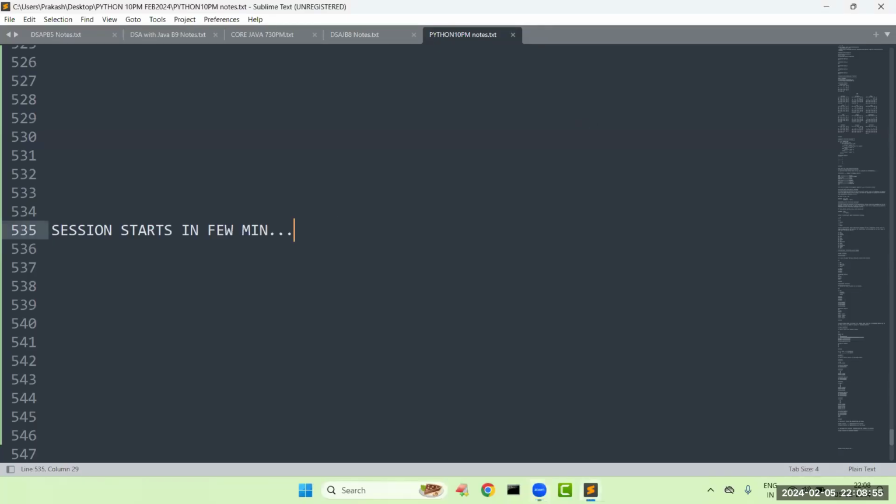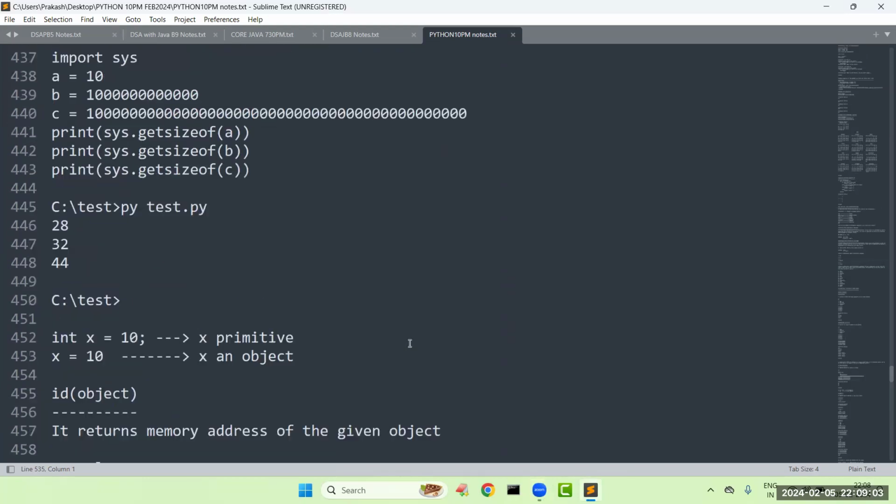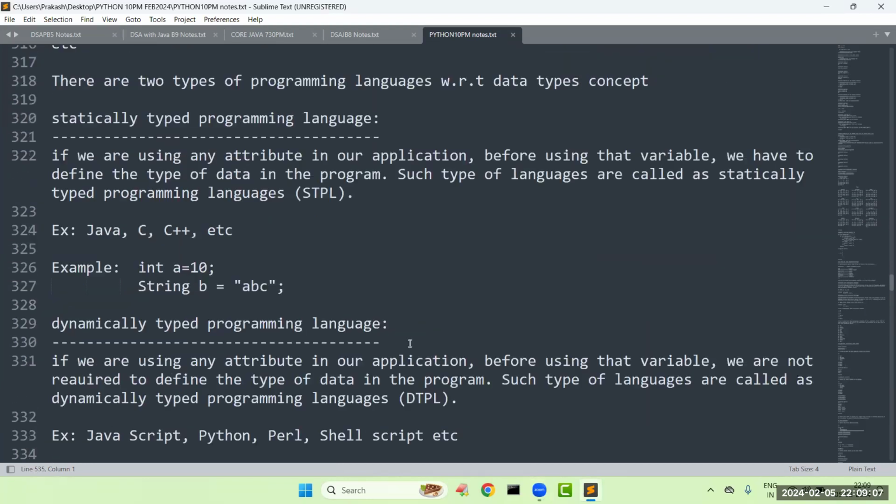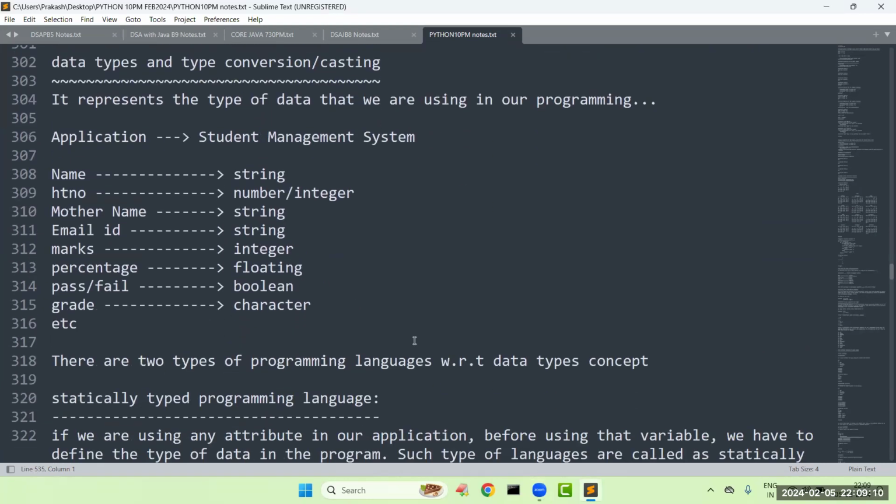I think in the last videos we started a new chapter. What is that chapter? Data types. Data types in Python. Not only in Python, if you take any programming language, data types are going to play an important role. What is meant by data types? It represents the type of the data that we are using in our programming. What type of data we are using in the program, that will be represented by data type.